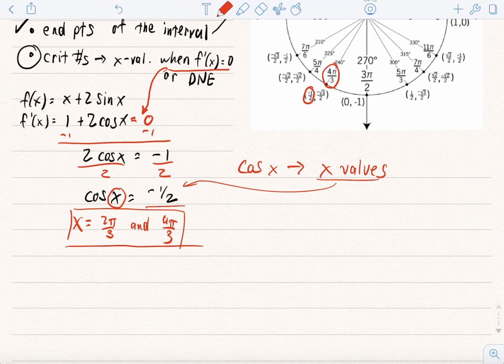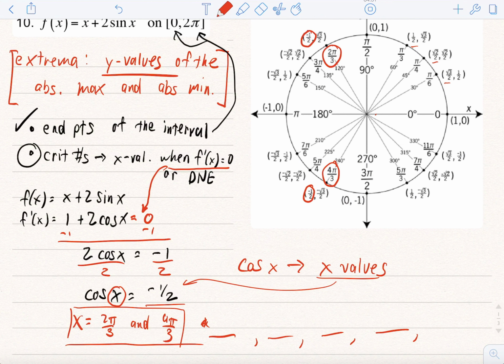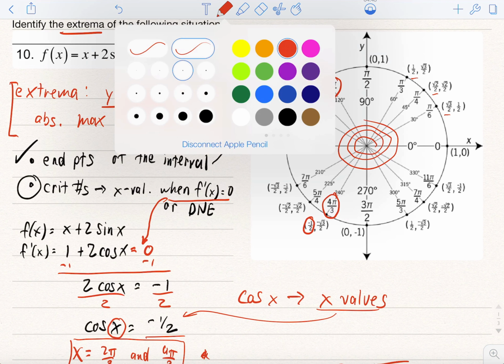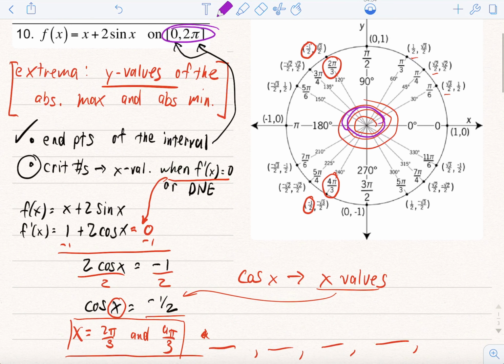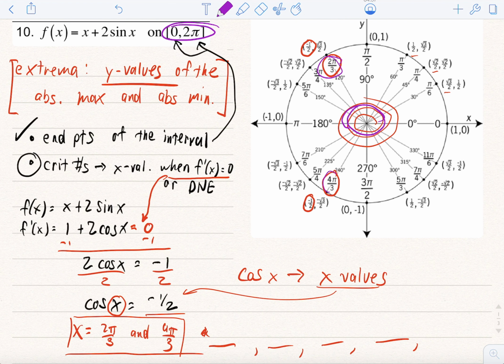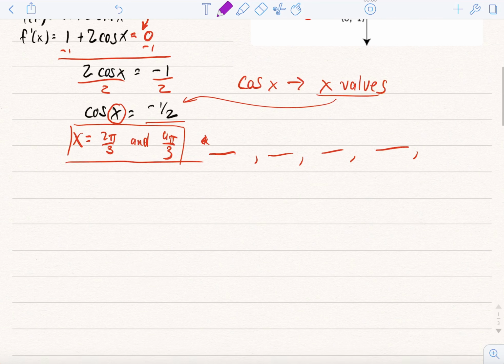Now, I have to say that's actually technically not true. There are actually more x values, because we know that the unit circle can rotate over and over and over, right? So we can have 2 pi over 3 plus another 2 pi plus another 2 pi. But we want to check our interval, and notice that it says in the interval 0 to 2 pi. So it's only within just one circle. So we are right in saying that 2 pi over 3 and 4 pi over 3 are the only two critical numbers in this case.